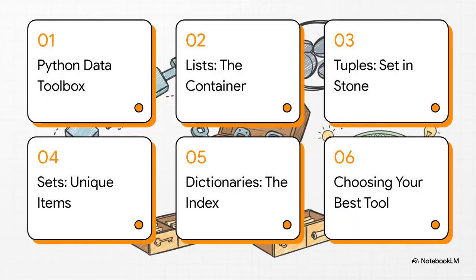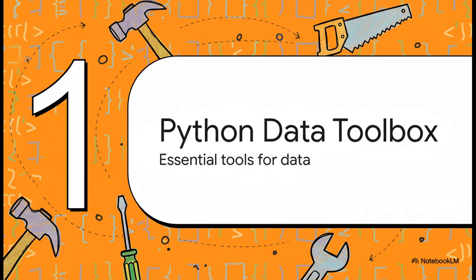So here's our game plan. We'll start by filling up our toolbox, taking a look at each of these 4 essential data structures, one by one. We're going to see what they are, how they work, and, most importantly, when you should use them. Then we'll wrap it all up with a quick guide to help you choose the best tool for any task. Okay, let's get our hands dirty. And remember, these aren't just some abstract concepts. They are the practical, everyday building blocks you'll be using to build efficient and really powerful applications.